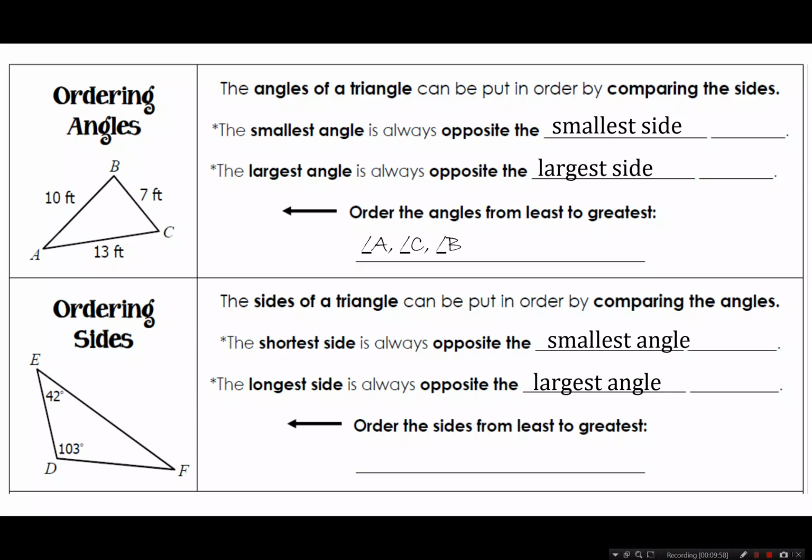So if we're looking at this, we need to first find what that third angle is. So we're going to do 103 plus 42, which gives us 145. Subtract from 180 gives us that our third angle is 35 degrees. So the order of our angles would be 35 degrees, 42 degrees, and 103 degrees. So across from 35 is segment ED. Across from 42 is segment DF, and across from 103 is segment EF. So that is our order from least to greatest.